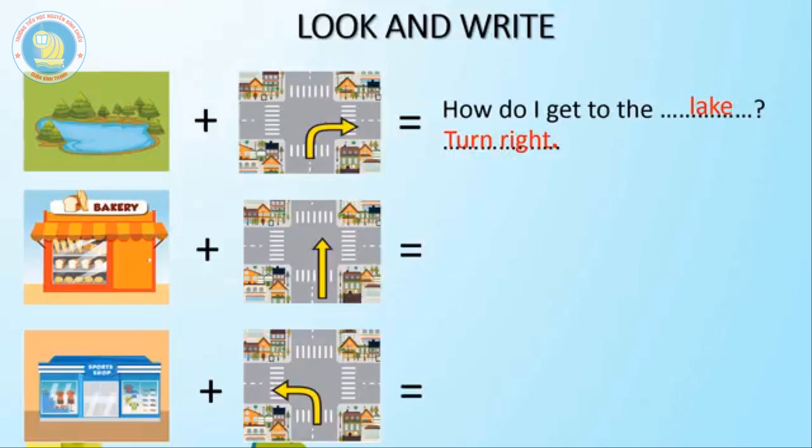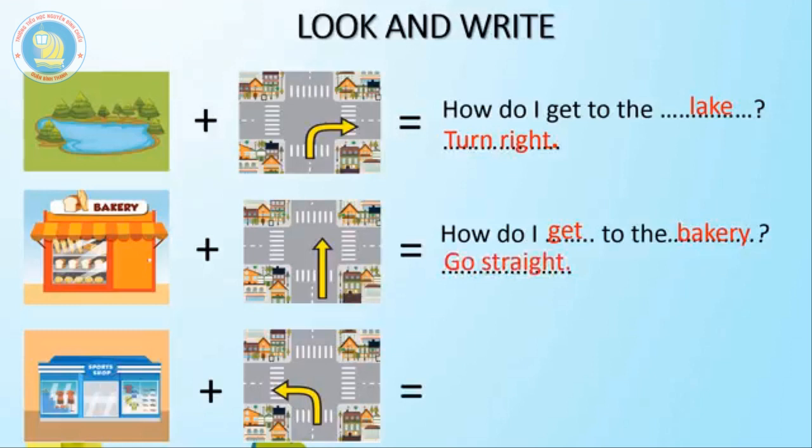Look at number two. You look at the picture. And then you look at the sentence. How do I blah blah blah to the blah blah blah? Now you look at the picture. And then you write. How do I get to the bakery? Very good. And you look at this. That's right. Go straight. Now repeat after me. How do I get to the bakery? Go straight. Again. How do I get to the bakery? Go straight.